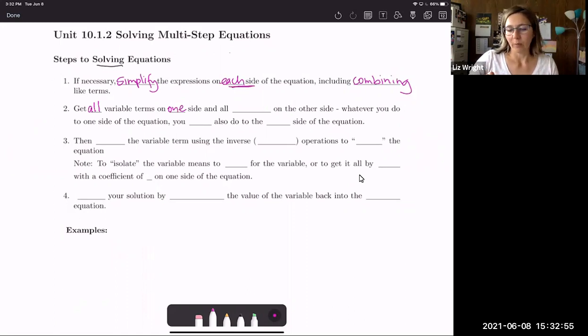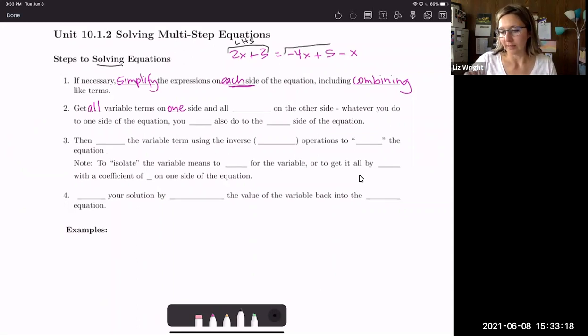We're talking about like if we have 2x plus 3 equals negative 4x plus 5 minus x. This is referred to as the left-hand side, and I just abbreviate it, left-hand side of the equation. So that's one side of the equation, and the other is the other side of the equation. Or we would say this is the right-hand side.